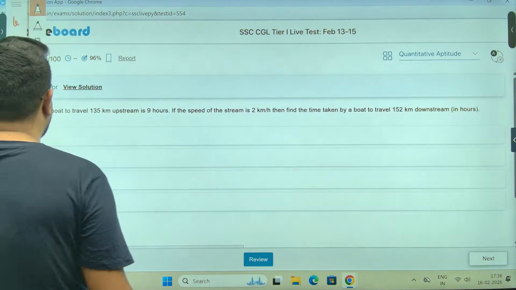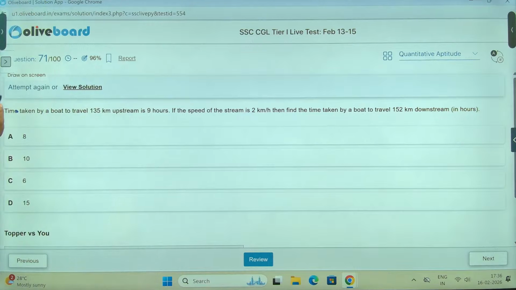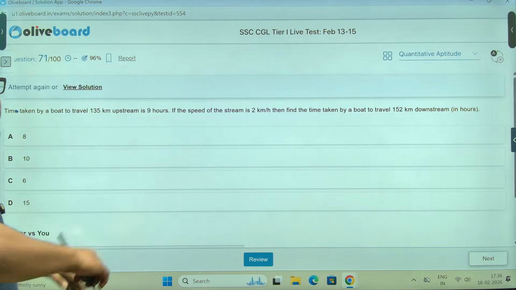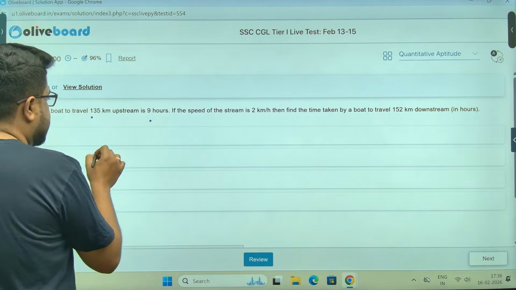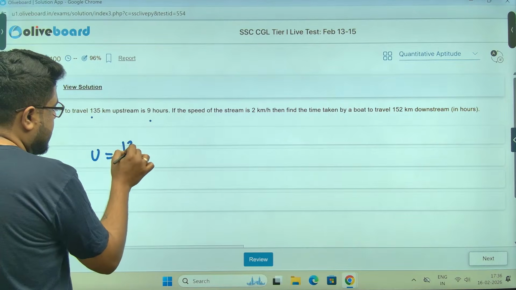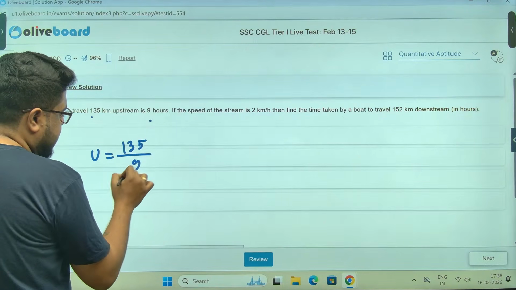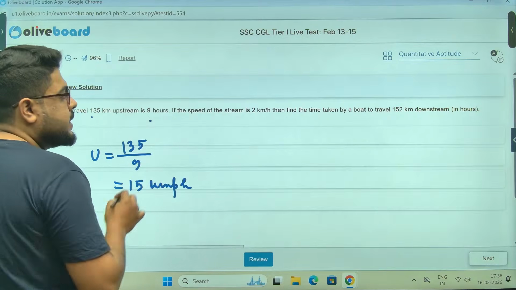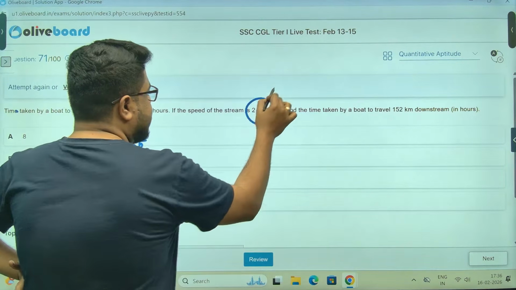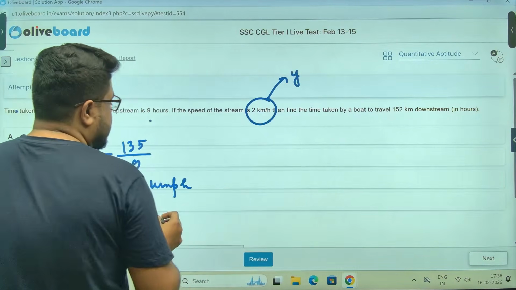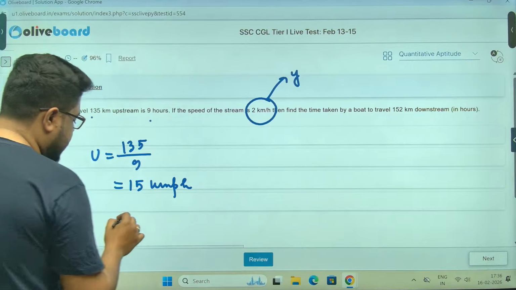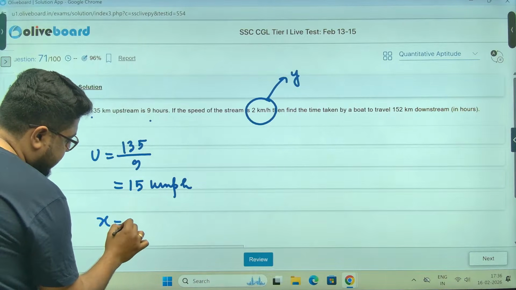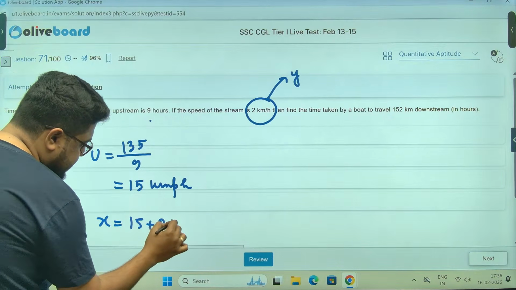Boat and stream, sir. Chalo, let's see. Time taken by a boat to travel this much, 9 hours. So upstream speed is 135 by 9, that is 15 kilometer per hour. Speed of the stream, y, is given, sir. That means x will be 15 plus 2, that is 17.